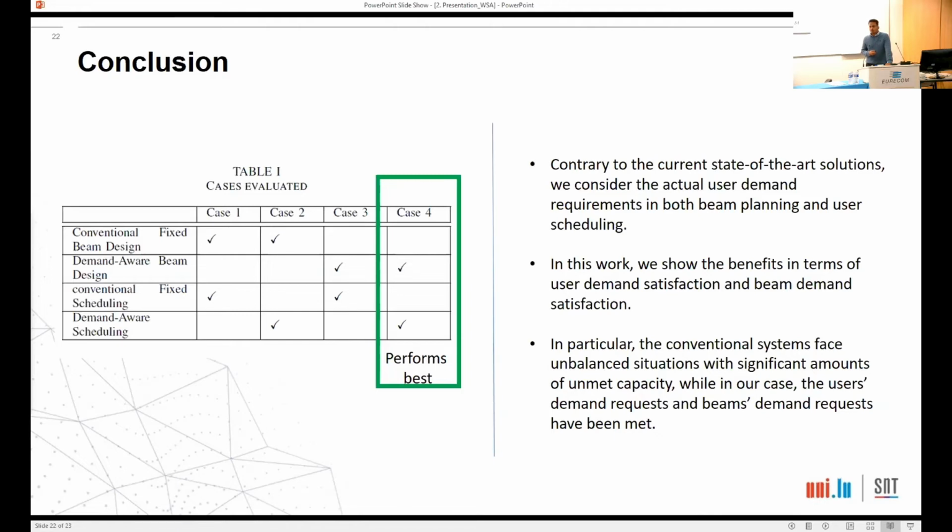In particular, the conventional systems face unbalanced situations with significant amounts of unmet capacity, while in our case, the users' demand requests and the beams' demand requests have been met quite considerably.